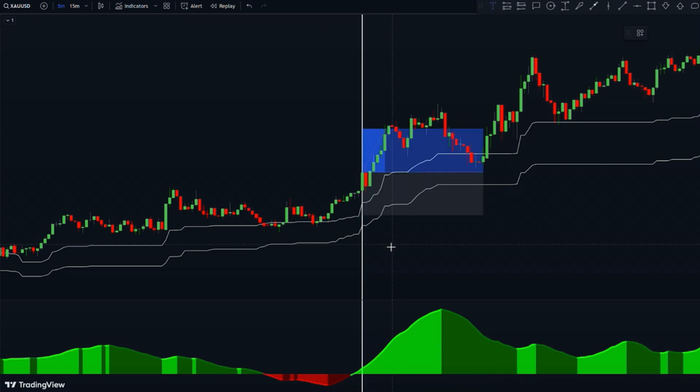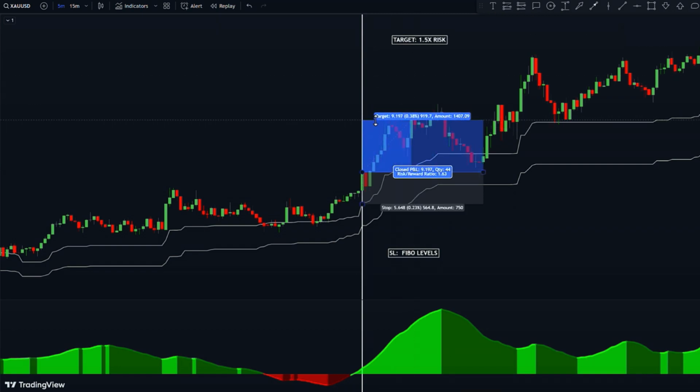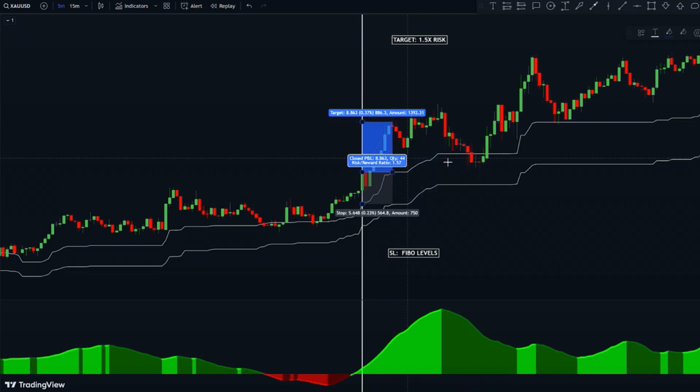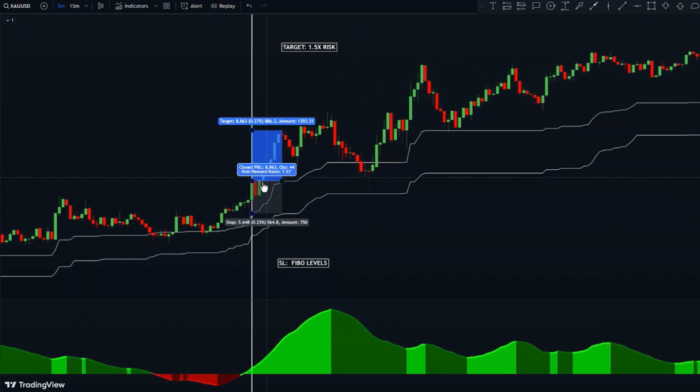And to manage your risk, we'll set a stop loss at one of the Fibonacci levels. This helps protect us if the market moves against us. For our target, we'll use a risk-reward ratio of 1 to 1.5. This means every $100 we risk, we're aiming to make $150 in profit.